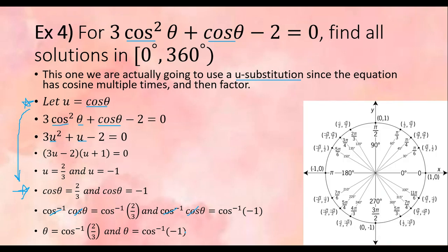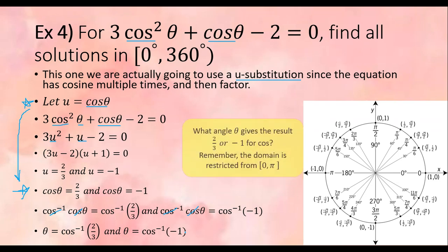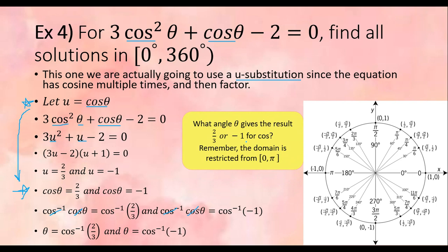Here's our unit circle, and we're going to beg the question again: for what angle do I get the output of 2/3 or -1 for cosine? What angle gives the result of 2/3, or -1 for cosine? Remember, cosine is the first coordinate, cosine comma sine. So I don't have 2/3. Cosine, I don't see any 2/3 here.